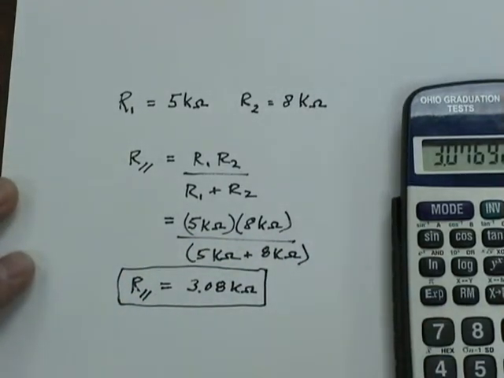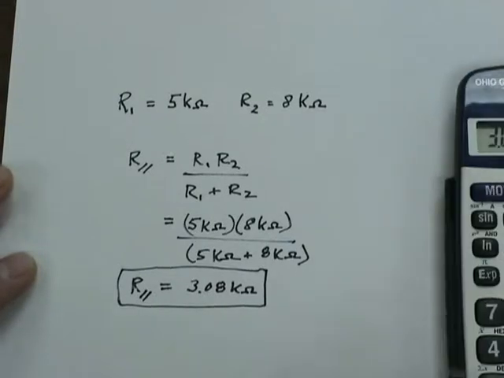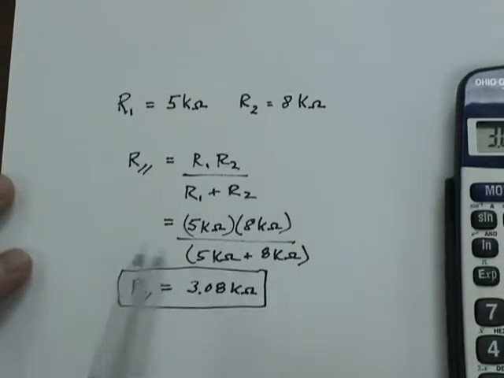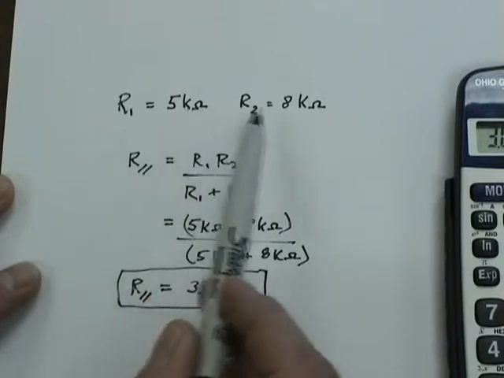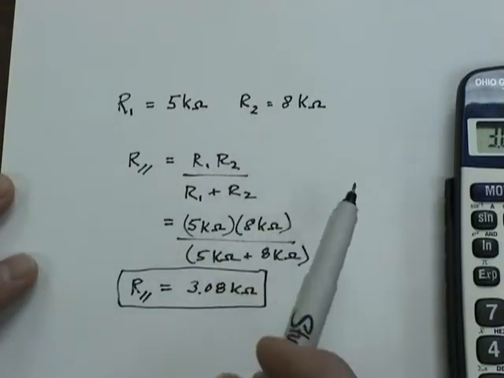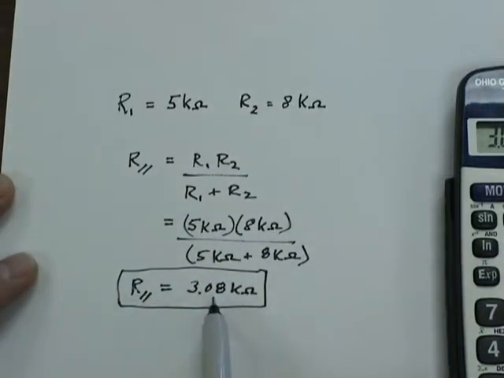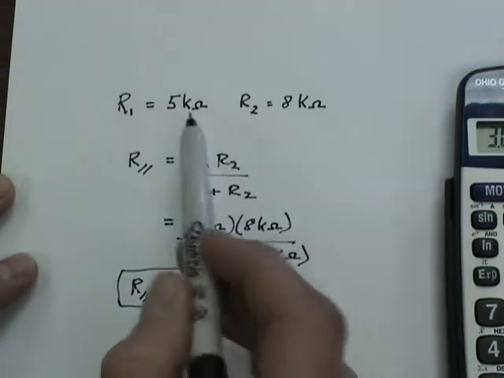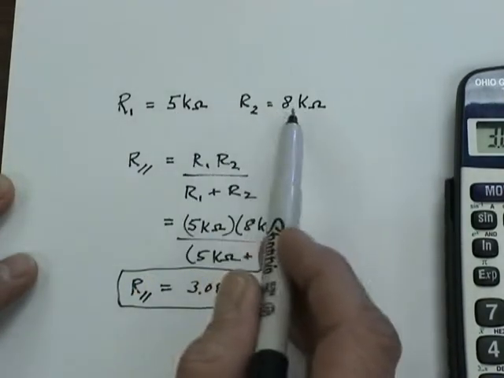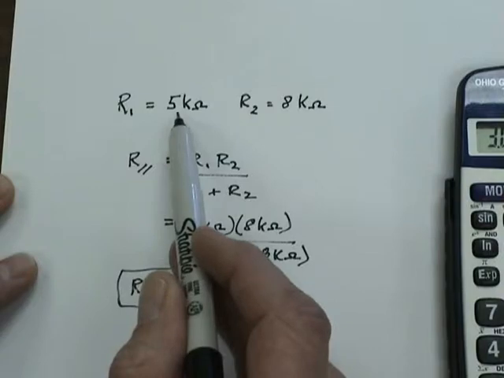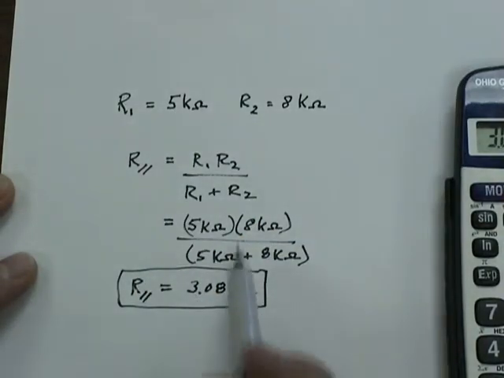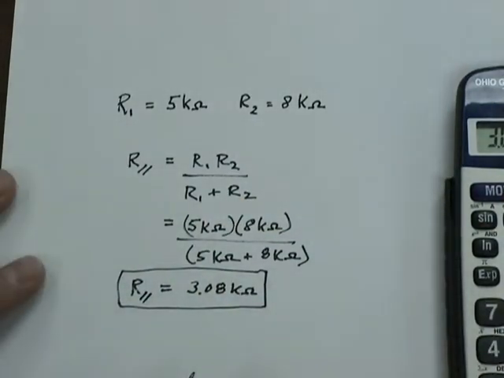Now that's really all we need for this problem, but we're going to look at it to see if it makes sense. We had a 5K and an 8K in parallel. Parallel resistance is always smaller than the smallest one. So right away we know that our answer has to be less than 5. And 3.08 kilo ohms is less than 5. So it makes sense, and that's the answer to our first problem.